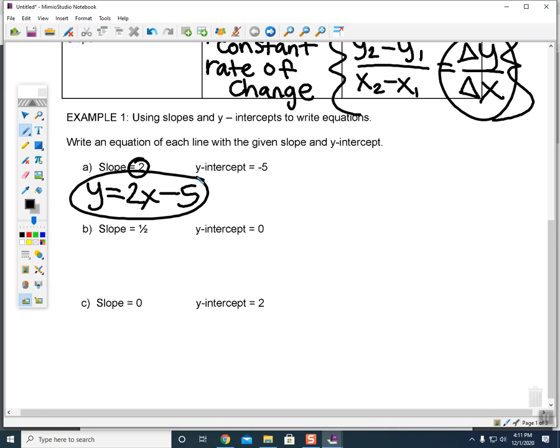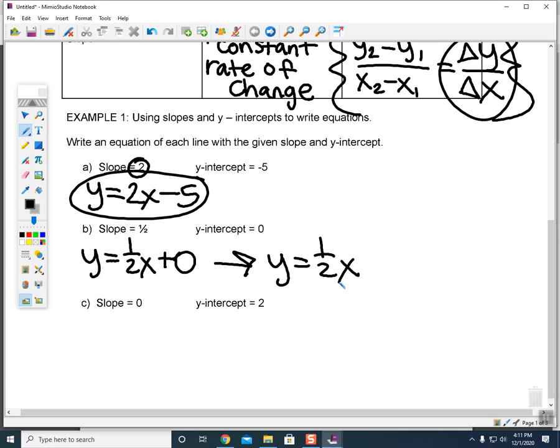Okay, we can do the same thing down here. My slope is 1/2, so y equals 1/2 x. My y-intercept is 0, so it's just plus 0. If I add 0 to something, does it change? No, it doesn't, so I don't need this plus 0. I could just write this as y equals 1/2 x. And then I'm good.